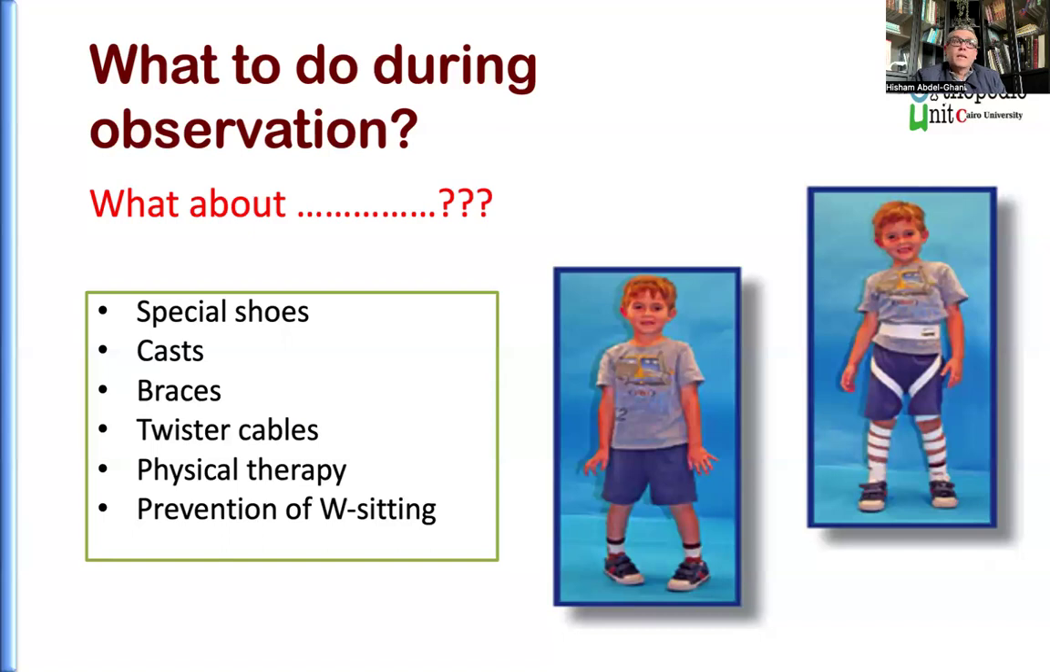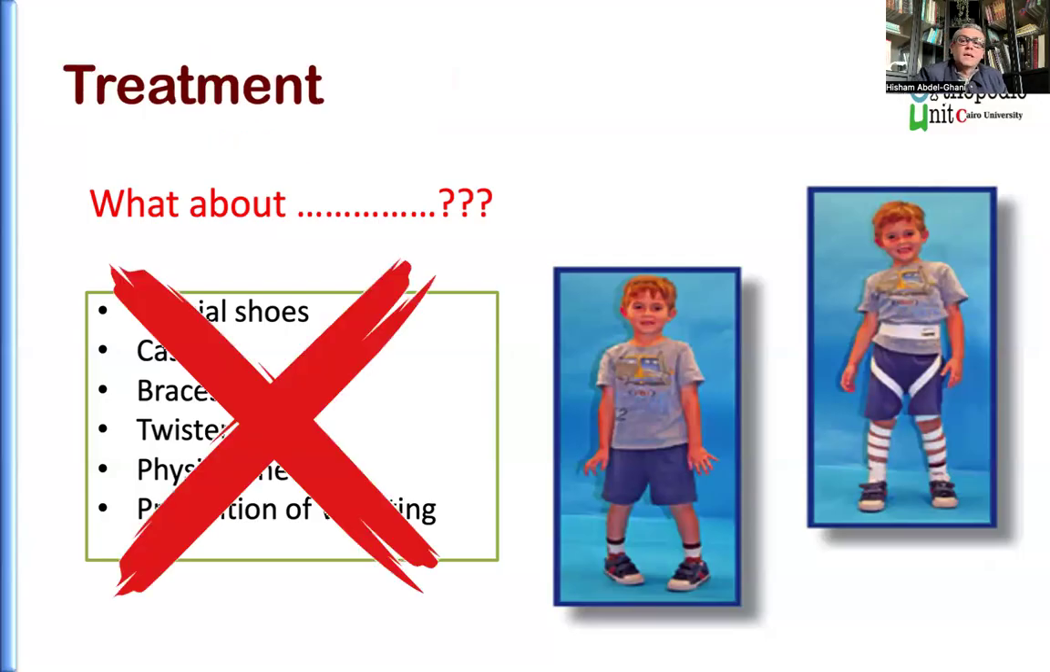And they are struggling with their patients to prevent W sitting, but they are failing to do so. So which of these interventions are effective? The reality is none. None is effective. There is nothing in orthopedics called corrective shoes.